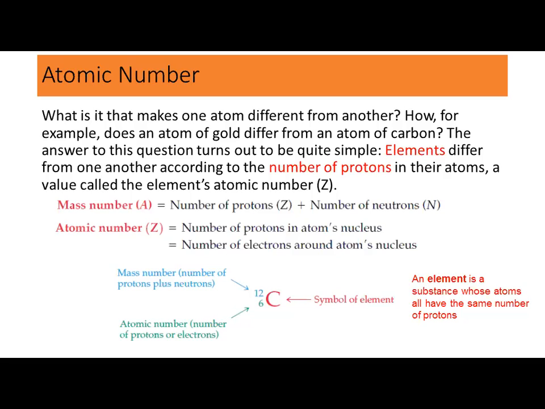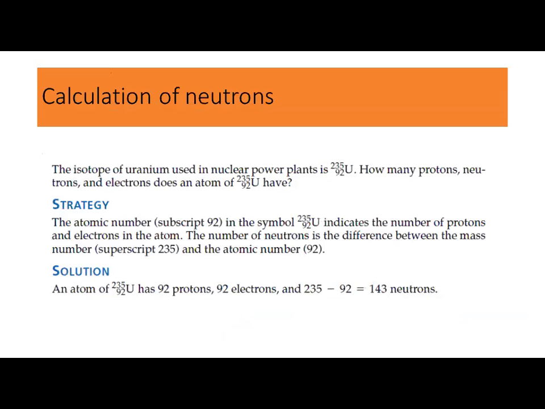ठीक है, एंड देन how can you calculate the number of electrons? Atomic number, the same number of protons are equal to the number of electrons. So the atomic number, how much is the atomic number? That would be the number of the electrons. How can you calculate the number of neutrons? 12 minus 6, mass number minus atomic number. So this is a calculation.